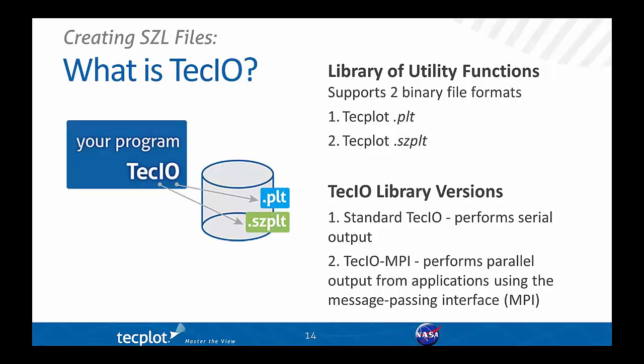And then the new one, and this is what Rob will be talking about mostly today, I think, is the TecIO-MPI library. It performs parallel output from applications using the Message Passing Interface, MPI, and under the hood it's using the MPI-IO library. So it hides the complexity of that from you. So it's pretty simple to use.